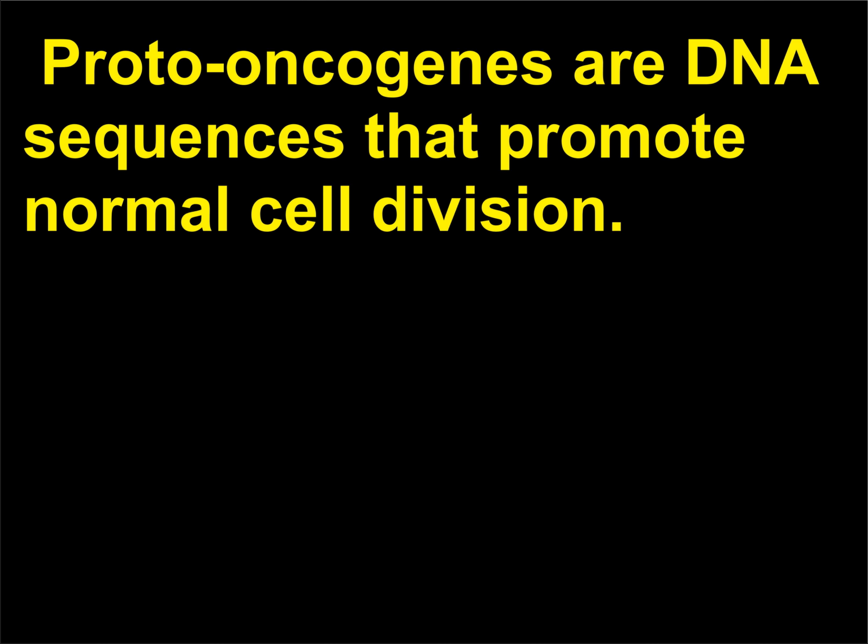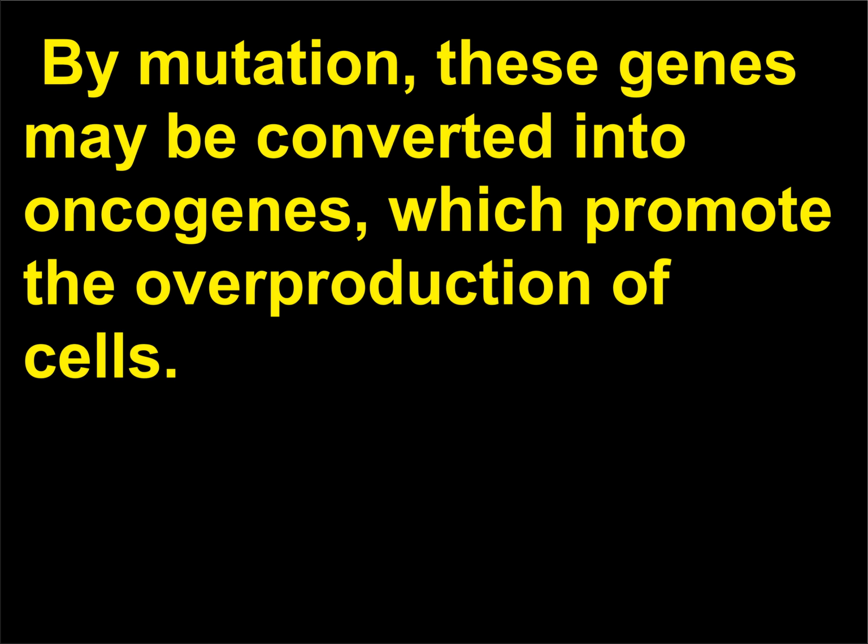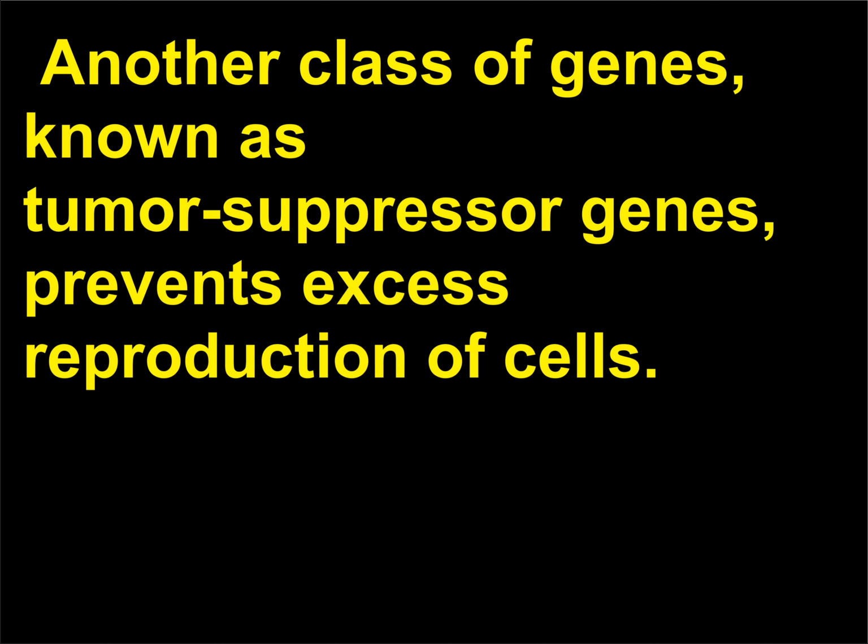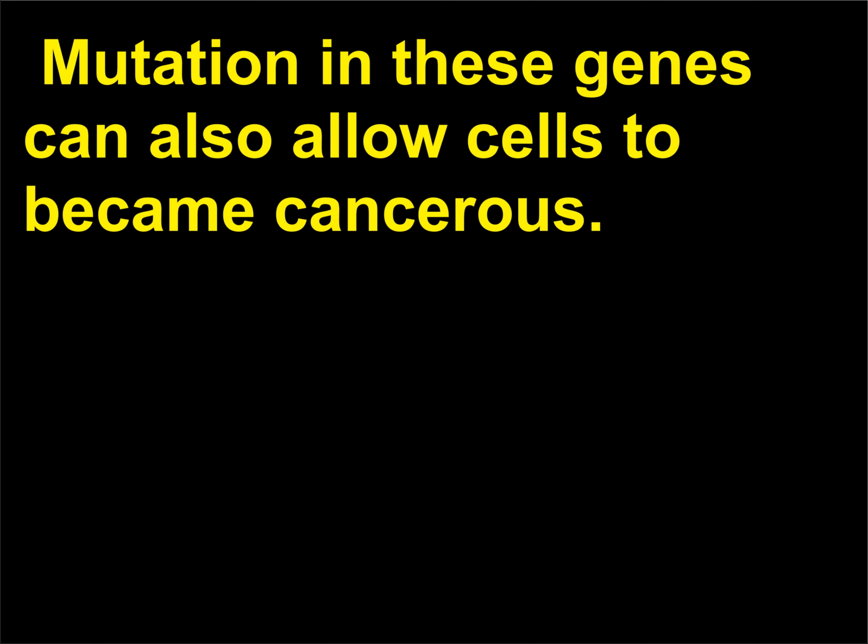Proto-oncogenes are DNA sequences that promote normal cell division. By mutation, these genes may be converted into oncogenes, which promote the overproduction of cells. Another class of genes, known as tumor suppressor genes, prevents excess reproduction of cells. Mutation in these genes can also allow cells to become cancerous.